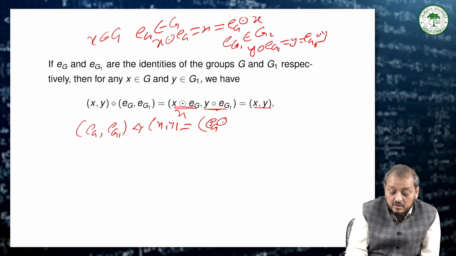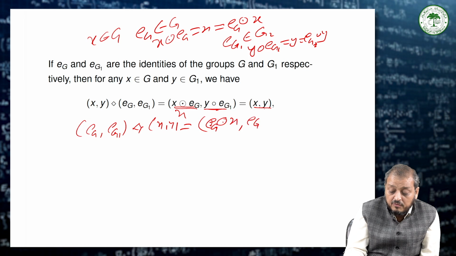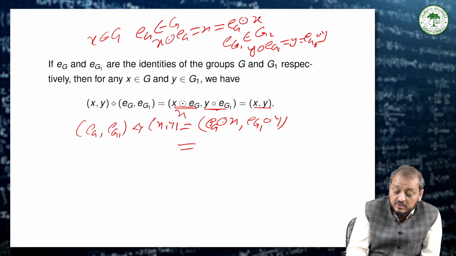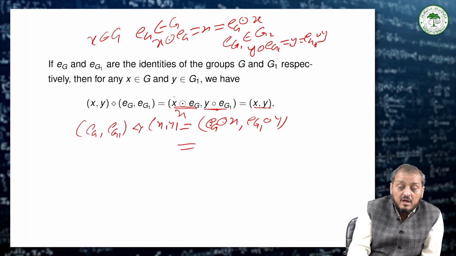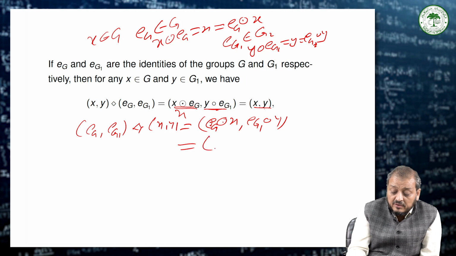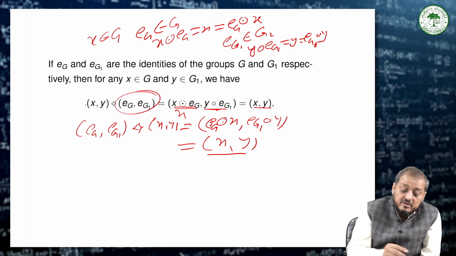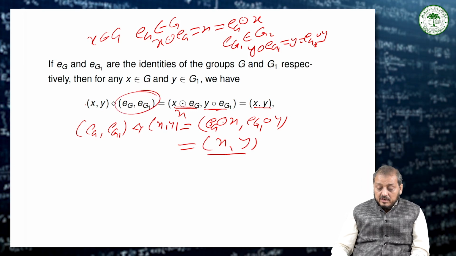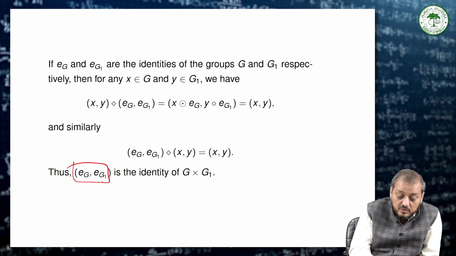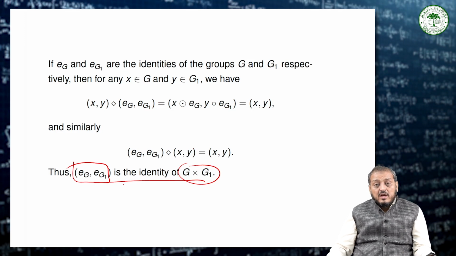This dot circle is equal to x, and you have e_G1, and this is equal to circle of y. This is nothing but equal to, again by the property of the identity of G, this can be written as x, and this can be written as y. So this means this e_G1 is the identity element of G cross G1.